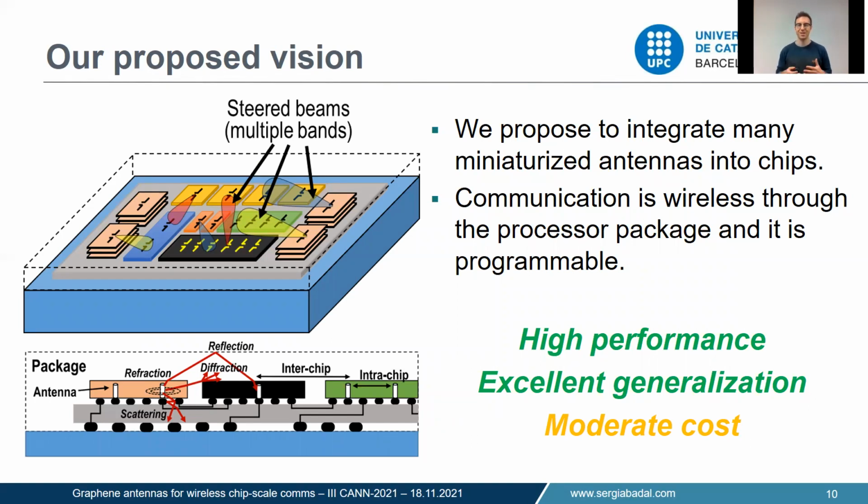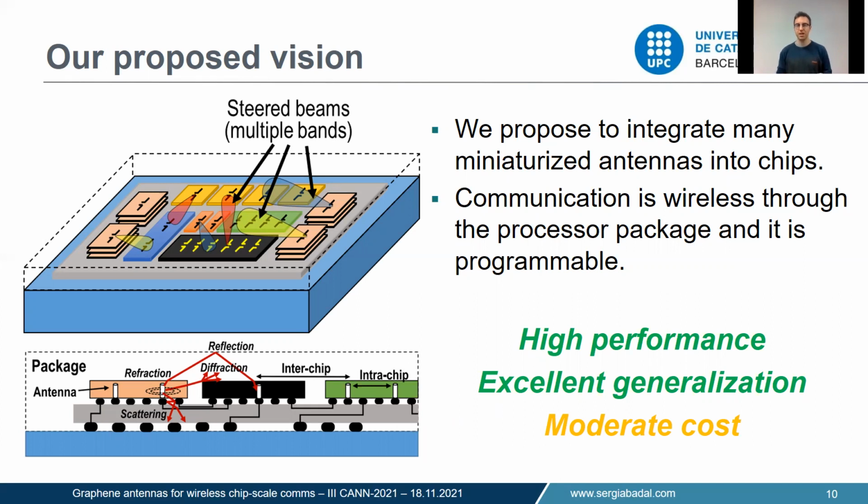Of course, this is hard to do with current antennas, and that's why I'm here today, to talk about how we can do this with graphene antennas. So if this vision is achieved, we would still have high performance, because we're going to be even better than a system that has wires, because we are adding a wireless layer on top.